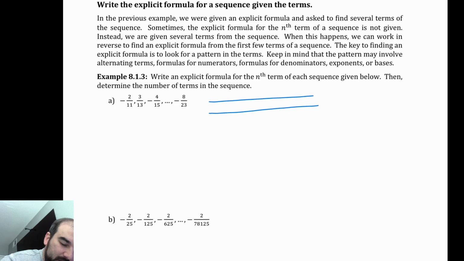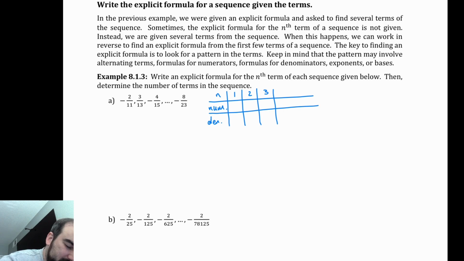I'm actually going to make a double tiered table here where I have n, which goes 1, 2, 3, and so on, and we only have the first 3 terms. So I'm going to focus on the first 3 terms here, and then my numerator and my denominator as 2 separate numbers.